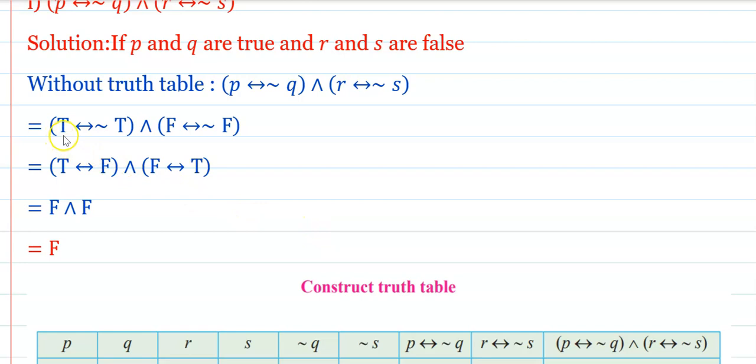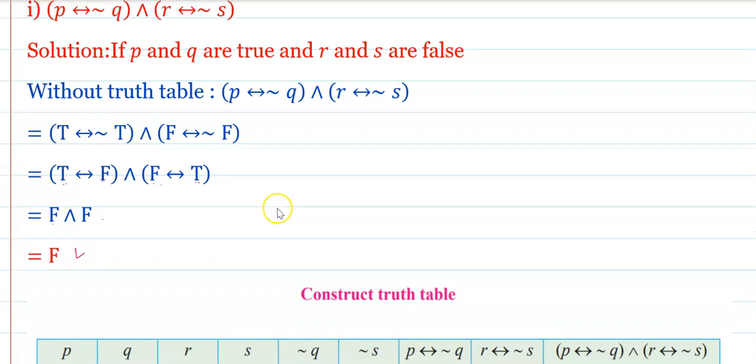Now the first is T double implication negation of T, because P and Q are true. T is as it is, and negation of T is F. Next, R is false, so double implication negation of F is true. Now both are different, therefore it is F double implication T, again different, therefore it is F.